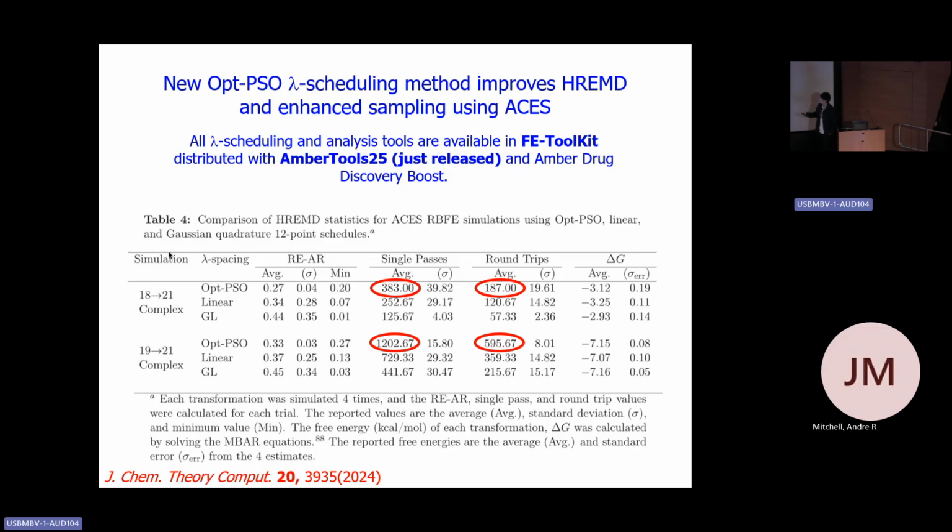In this case, with our optimized schedule, you can see that it obviously increases both the single passes and round trips, meaning that the efficiency of replica exchange is improved a lot. You need fewer exchange attempts to traverse the whole lambda ladder, and there will be more visits to each state by more replicas.